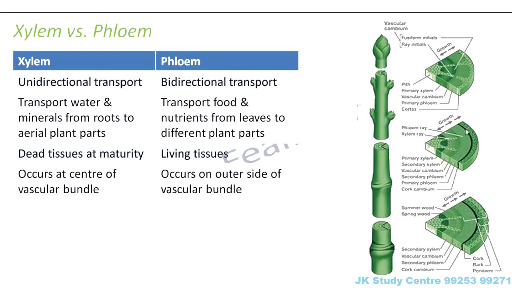So you can see here, this is how a vascular bundle actually looks like. This is the cross section of a vascular bundle. So if you see, these are the xylems. These are the layers of xylem, and the outer layers are the layers of the phloem. So the xylem lies towards the center and the phloem lies towards the outer side.